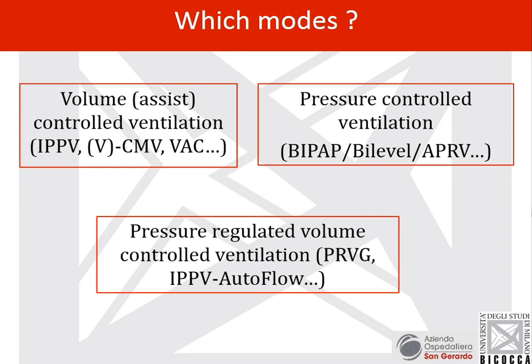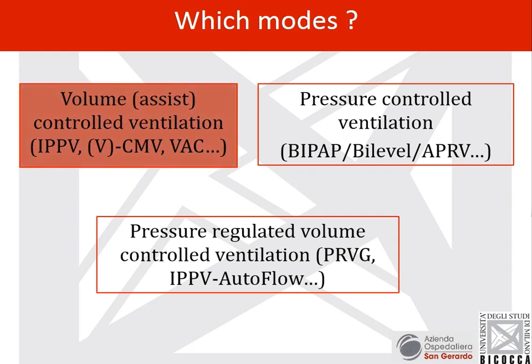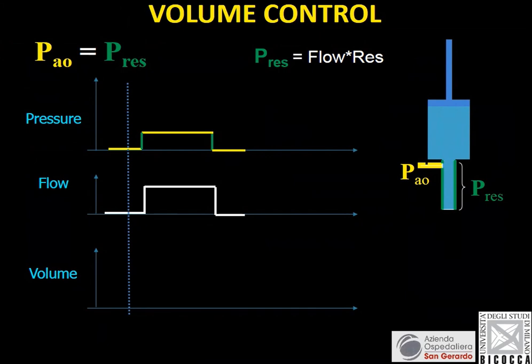So let's see how volume control ventilation works. Oops, the animation got a little bit lost. What we tell the ventilator is the amount of volume that it has to deliver to our patient, and the ventilator has to deliver this volume in a given amount of time. So the ventilator basically knows what flow it has to deliver and for how long it has to deliver this flow in order to achieve the target tidal volume.